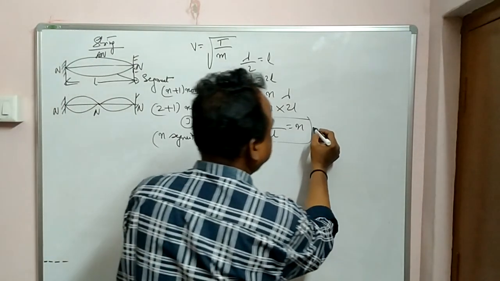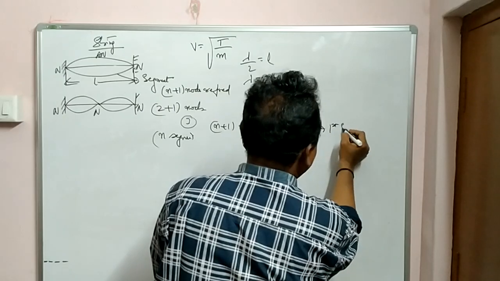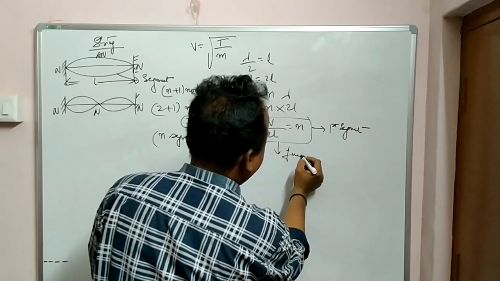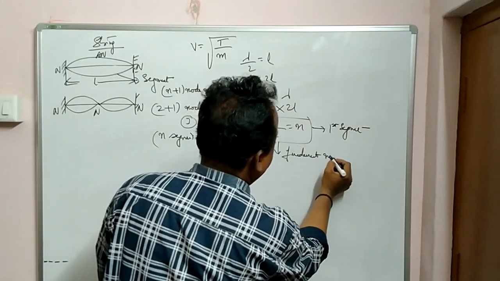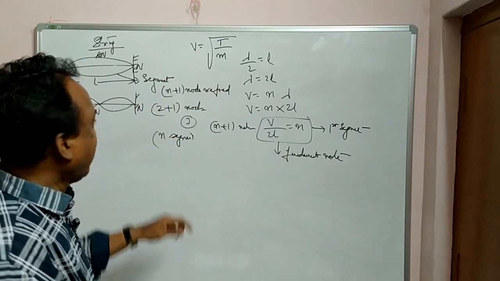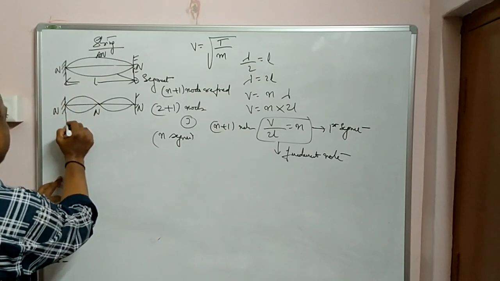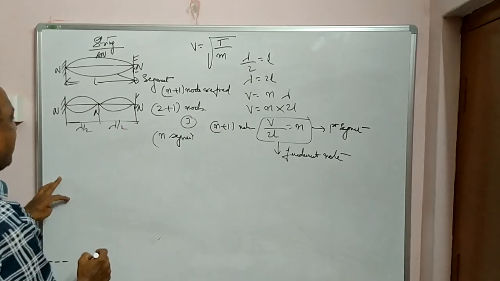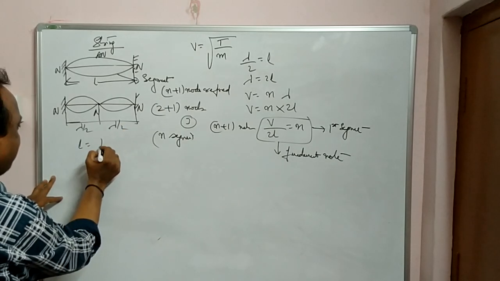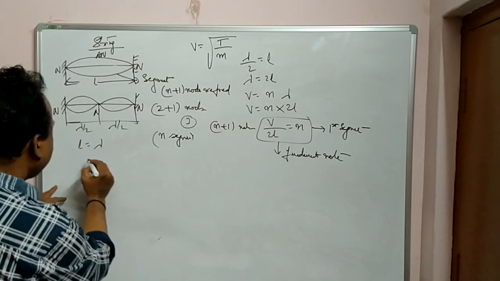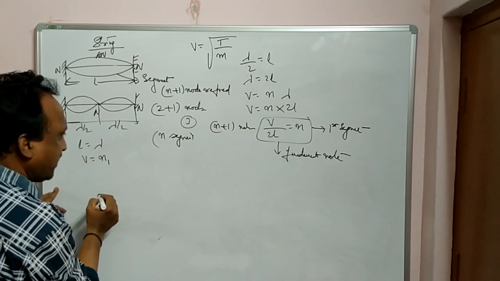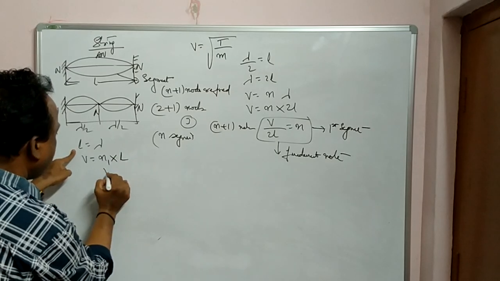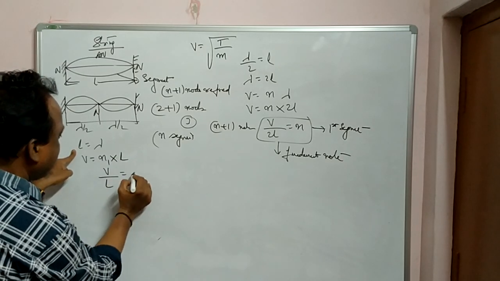This is the fundamental frequency for one segment. Now see what happens when we have 2 segments. For 2 segments, what is the length? Lambda by 2 plus lambda by 2, that is lambda. So what is the velocity? V is equal to n1 into lambda, where the length is L. So V by L is equal to n1.